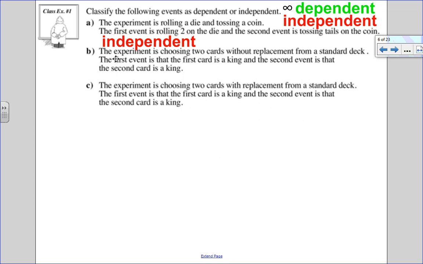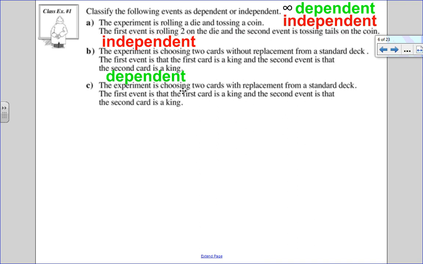Okay, let's look at B. The experiment is choosing 2 cards without replacement. That means I'm keeping the card, I'm holding on to it. The first event is picking a king. The second event is that the second card is a king. Because I am not replacing the card, these are dependent events. The chance of me getting the second card being a king depends on what the first card was.